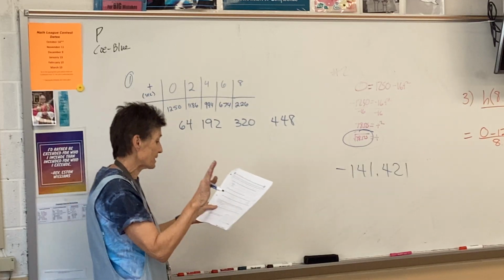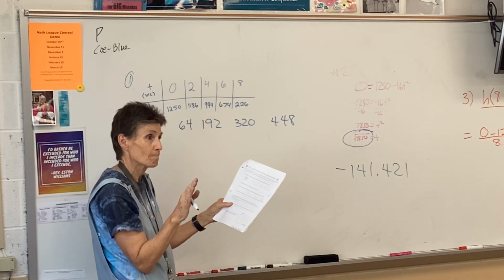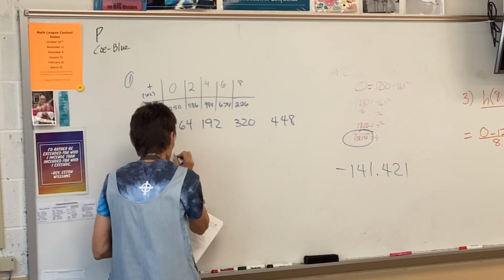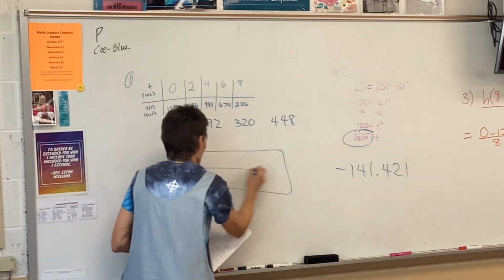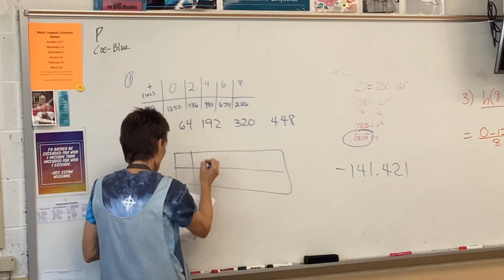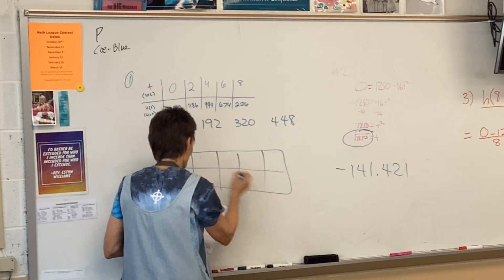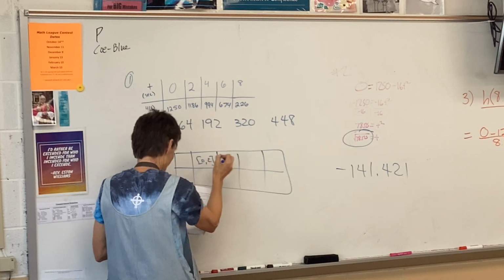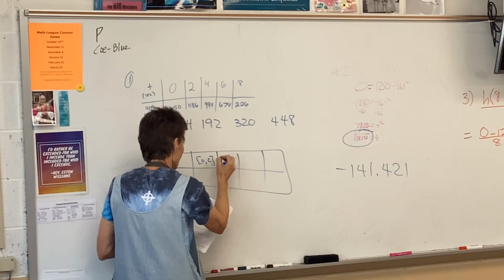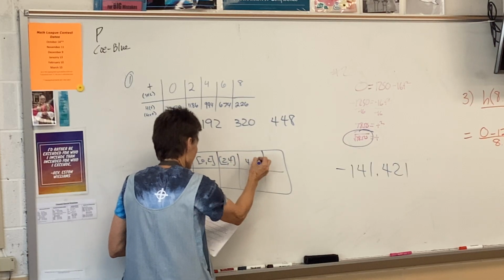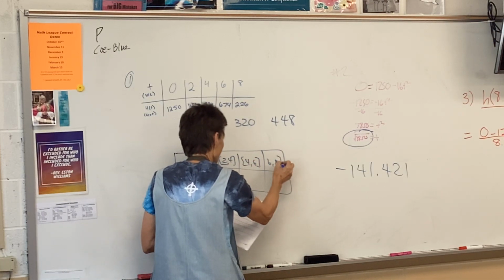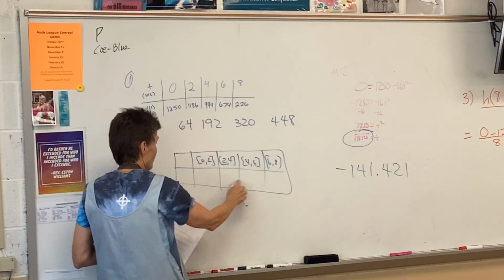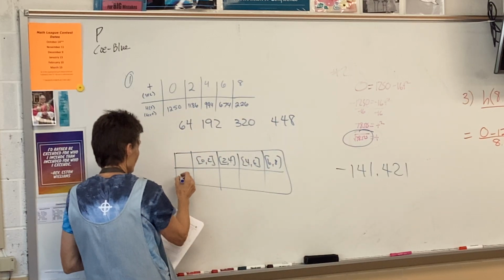All right, did you get to table 5? What did you end up with? So we had 0 to 2, and 2 to 4, 4 to 6, 6 to 8. All right, tell me what you came up with here for your average rates of change.